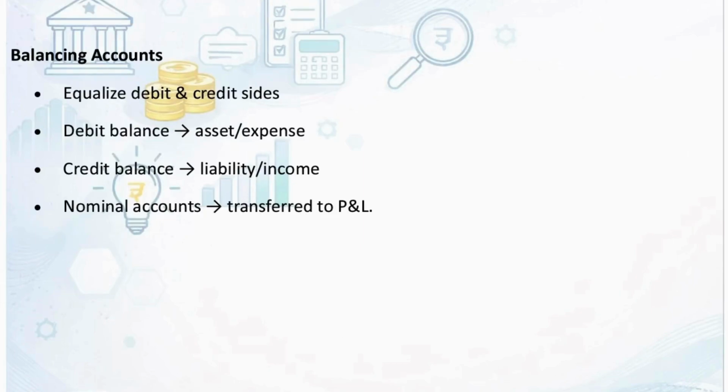Now we will talk about balancing of accounts. Balancing of an account means ensuring both sides tally. A debit balance usually represents assets or expenses. A debit balance in an account means either we have created an asset or we made expenditure more than the income, while a credit balance indicates liability or income. At the year end, balances of nominal accounts are transferred to the profit and loss account.